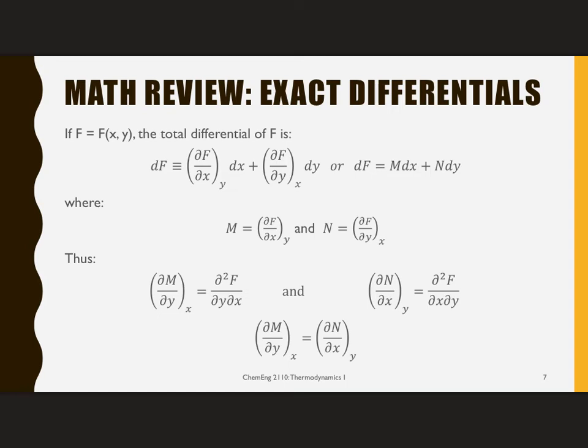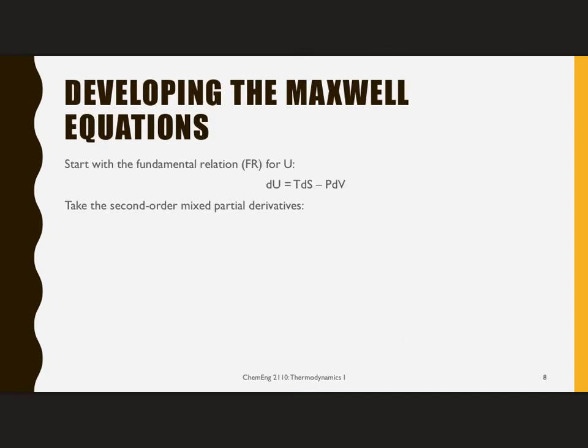And nature gives us those smooth, continuously differentiable functions. They should be exact differentials. So therefore, the second derivatives chosen in this specific way need to be equal to each other. We use this to develop Maxwell equations.